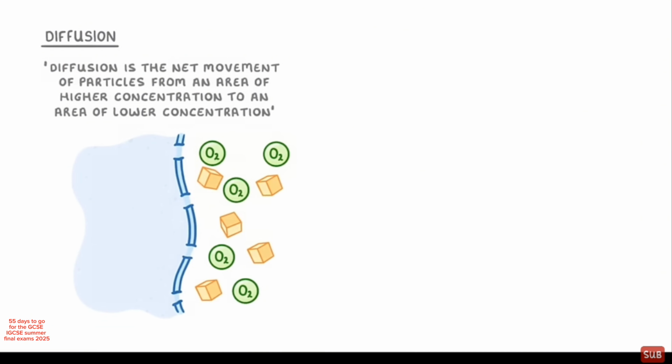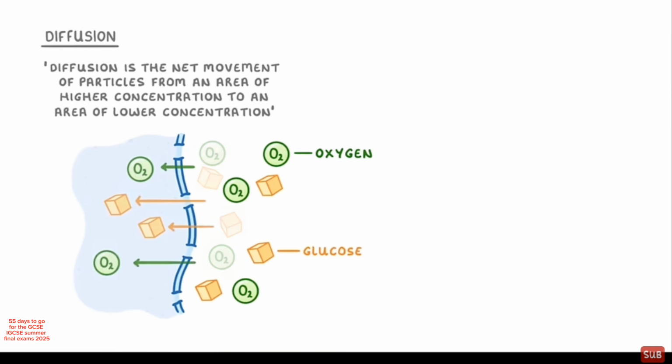First though, let's quickly recap what diffusion is. As we saw in a previous video, diffusion is just the net movement of particles from an area of higher concentration to an area of lower concentration. For example, when oxygen or glucose molecules diffuse down their concentration gradient into a cell. If you're not confident with diffusion already, then I definitely recommend watching the video on that before continuing on with this video.